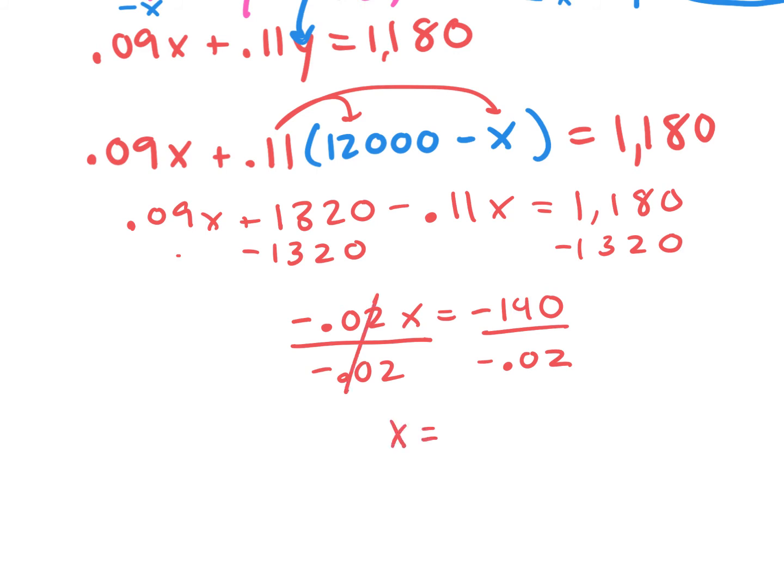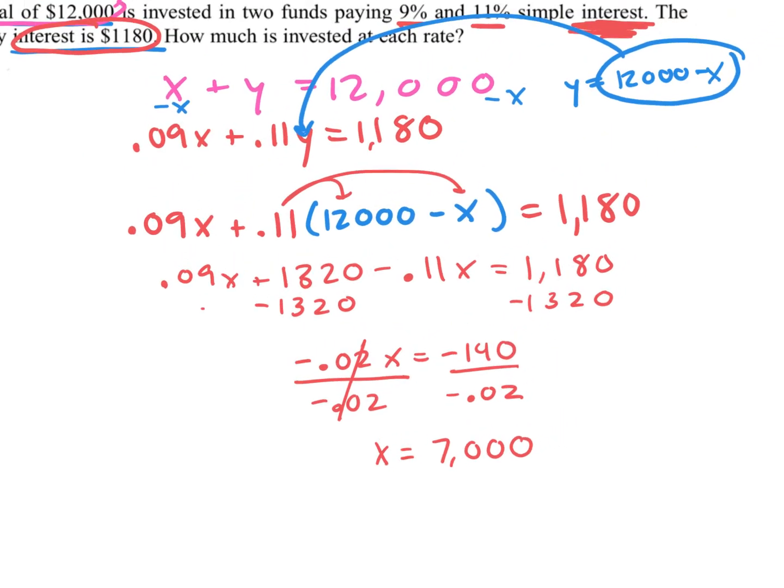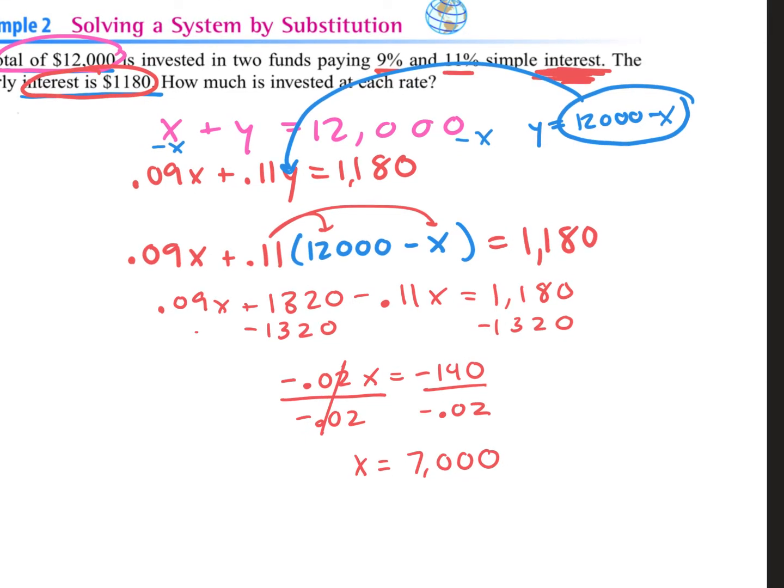So what's negative 140 divided by negative 0.02? 7,000. This was x. How do I find y? Plug it into the easiest equation. Which one's easier? The top one.